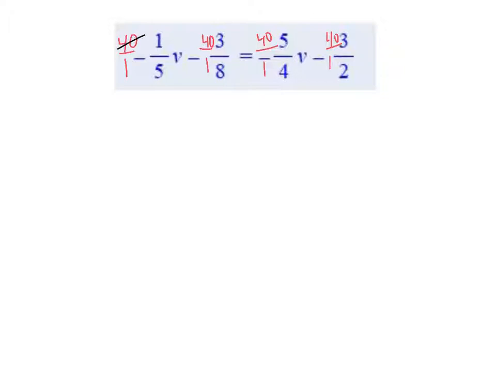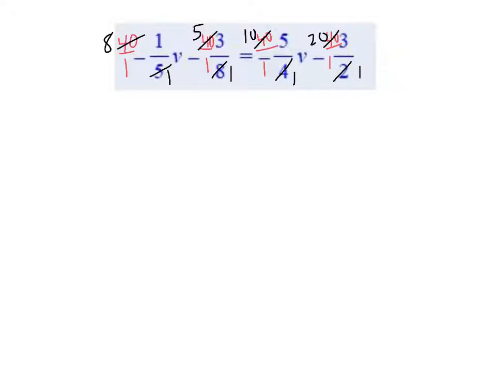Here, 40 and 5. 5 goes into both of them. 5 goes into 5 once. 5 goes into 40 8 times. Here, 8 goes into 8 once. 8 goes into 40 5 times. 4 and 40 reduce. So 4 goes into 4 once. 4 goes into 40 10 times. And the last one, a 2 and a 40 can reduce. 2 goes into 2 once. 2 goes into 40 20 times.